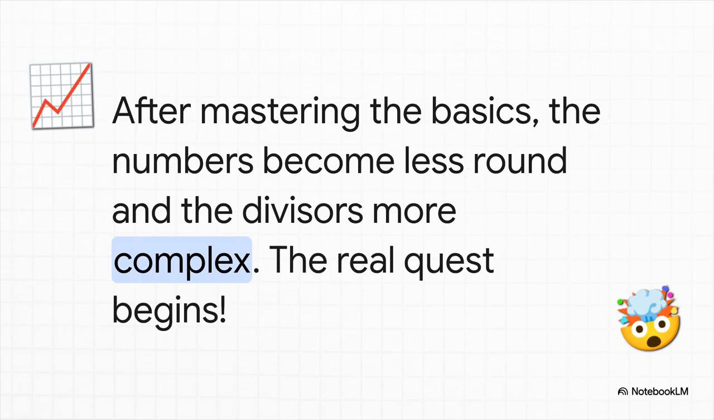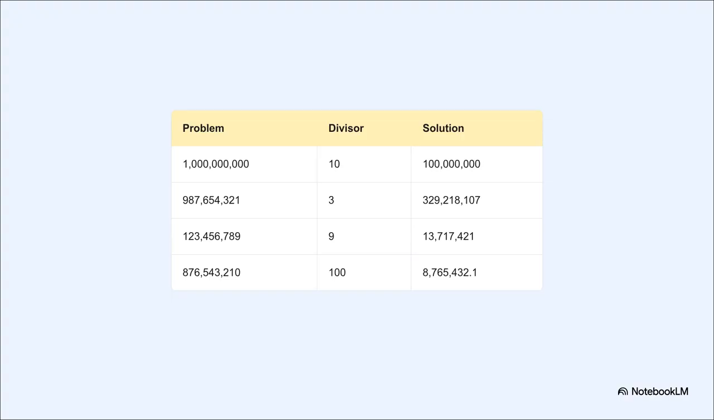Okay, once you've got that down, the training wheels come off. The lesson starts to throw some curveballs. The numbers aren't so nice and round anymore, and the divisors get a lot trickier. The easy part's over. Now the real math adventure begins. Let's take a quick look at the actual homework problems here. You can see how it ramps up. We go from that simple billion divided by 10 to dividing this messy 987 million number by 3, then another one by 9. It even throws in a problem that gives you a decimal answer, dividing by 100. So yeah, you can really see the difficulty curve spike up.